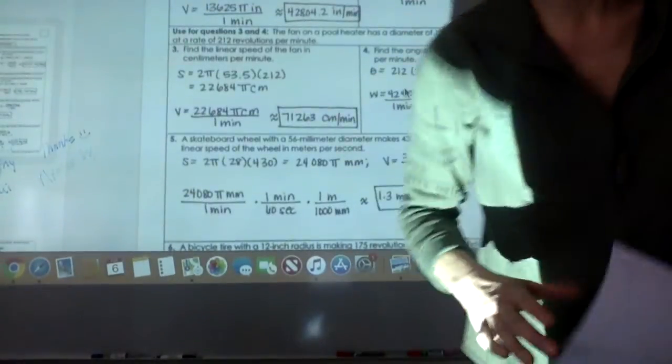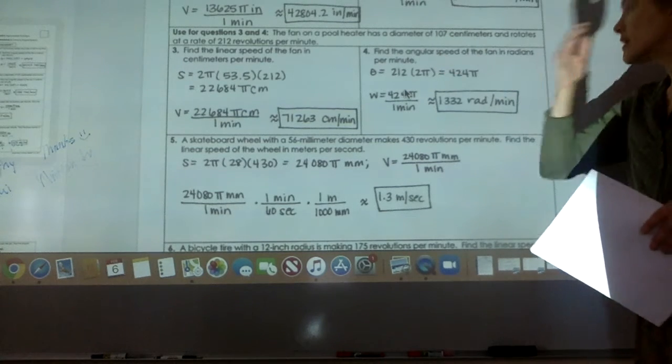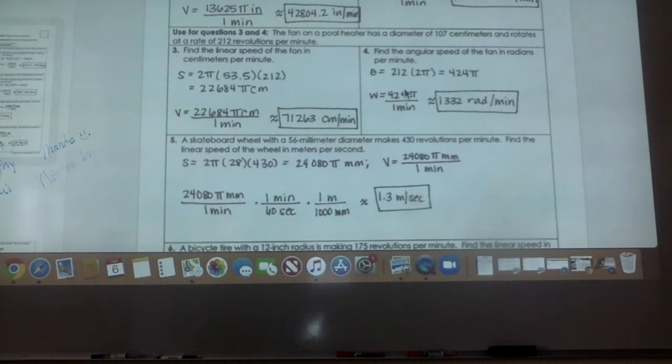Okay, so if you look up here, we've got our answers for 1 through 5. So take a quick peek at what you have here. For 1 through 4, we're finding linear and angular speed, very similar to 1 through 4 on the guided note sheet. So the first one we have a radius, and then in the second one we have a diameter, so you had to divide this number by 2. Very, very similar to the notes sheet. Are there any questions on 1 through 4?